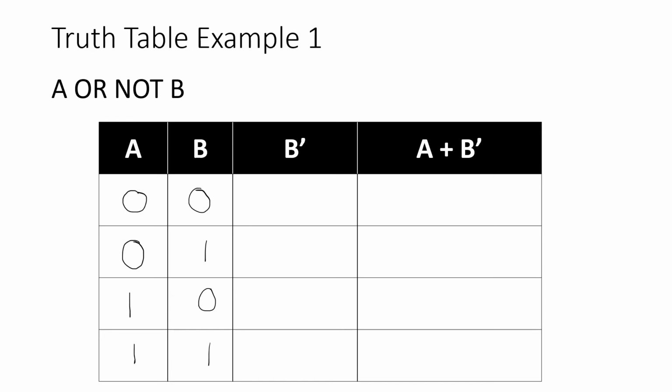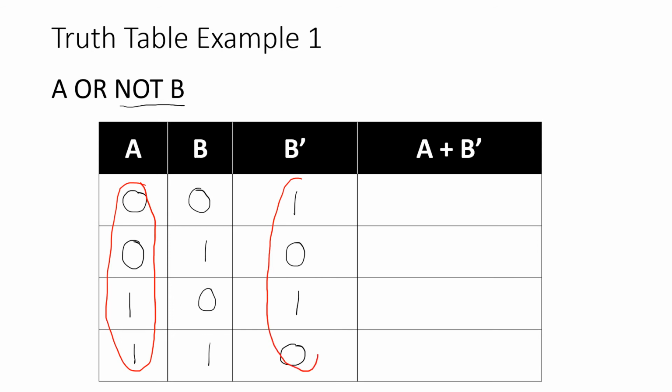Now we've got to work out not B. So I've put B dash here using the shorthand notation. So not 0 is 1, not 1 is 0, not 0 is 1, and not 1 is 0. Then over here at the end, we've got to work out A or not B. And now I've got to be very careful. I'm going to have to focus on this column where my A is, and this column where my B dash is. I mustn't look at the middle column where the B's are, or I'll get confused.